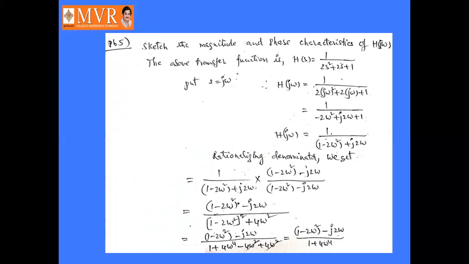See the above transfer function, H of S equal to 1 by 2S square plus 2S plus 1. Replace S by j omega, so that H of j omega equals 1 by 2 into j omega square plus 2 into j omega plus 1. That is 1 by, j square is minus 1, so it is minus 2 omega square plus j into 2 omega plus 1.